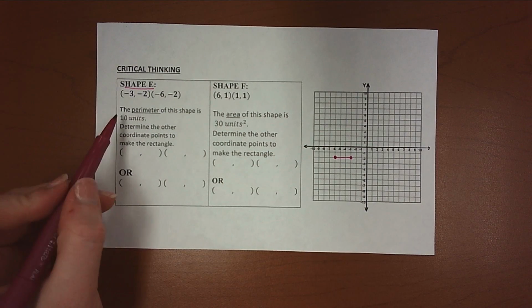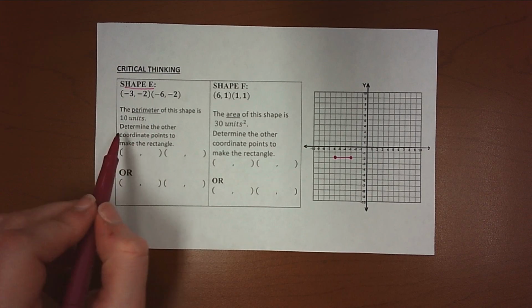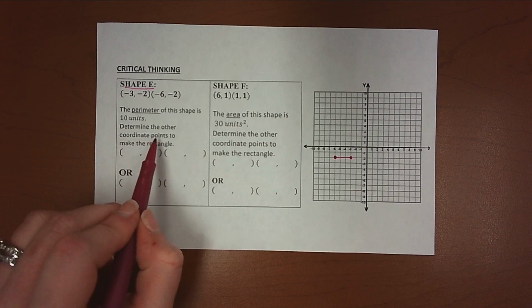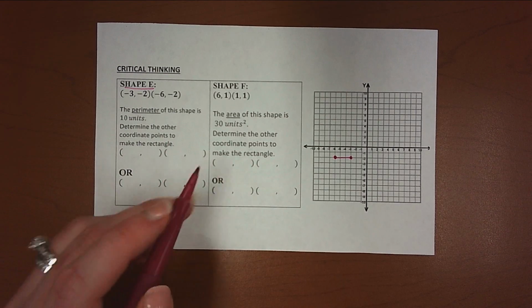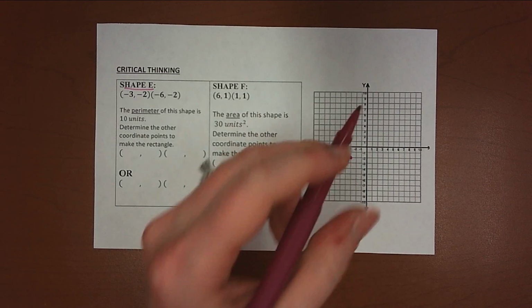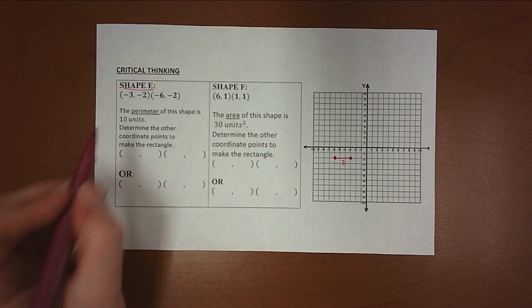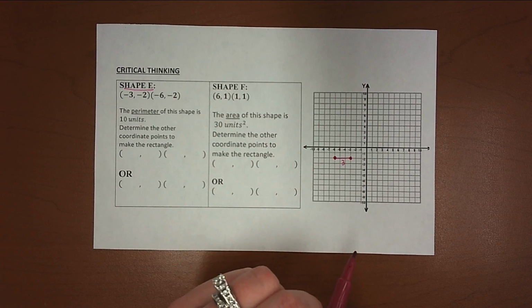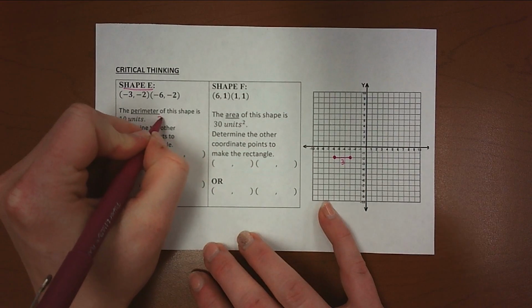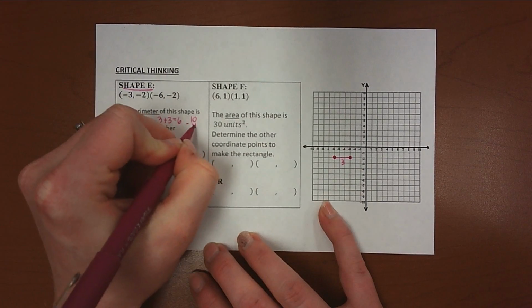It says that the perimeter of shape E is 10 units. Determine the other coordinate points to make this rectangle. Well, we know that there are 3 lines here, and we know that when we draw our rectangle, there's going to be another 3 up here. And so if the perimeter is 10, 3 plus 3 is 6. So that leaves us with 4 left over.